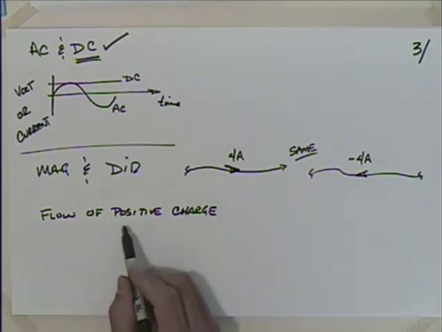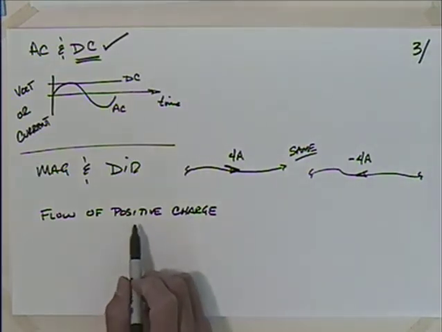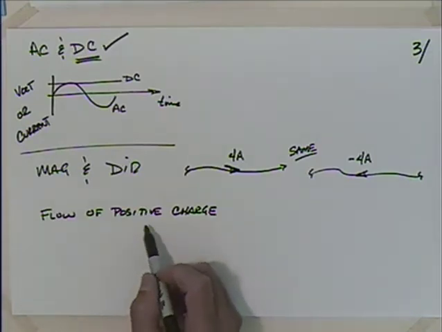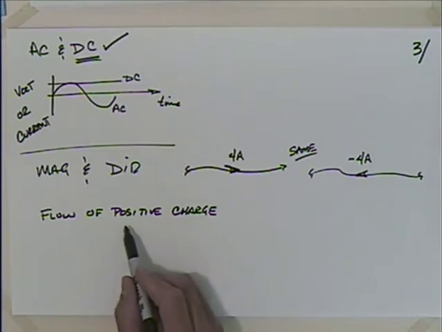If you've come from the military, or you've come from a technology program, a 2-year tech program, you probably studied the flow of negative charge, the flow of electrons. Engineering, by and large, we study the flow of positive charge.